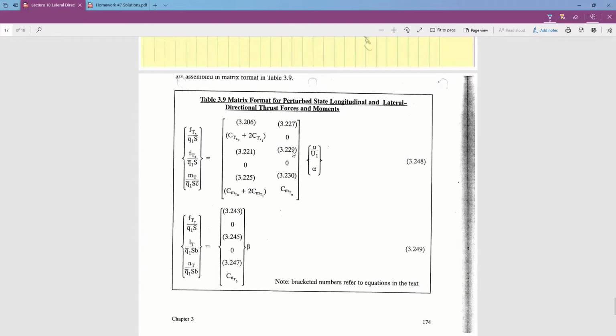And that's what you're using in the homework. And so here you can see we get the double term because this is the derivative with respect to u, and then this is the dynamic pressure derivative, just like we got before.